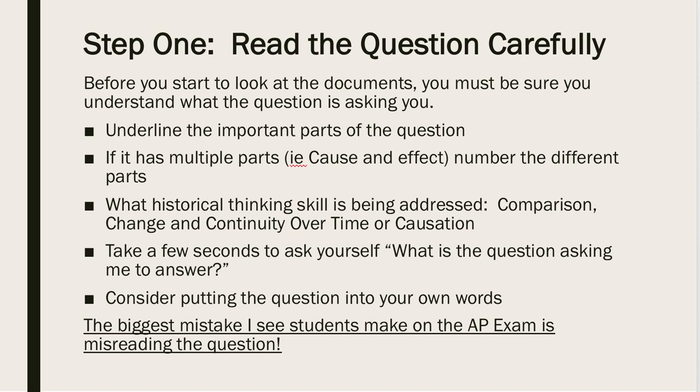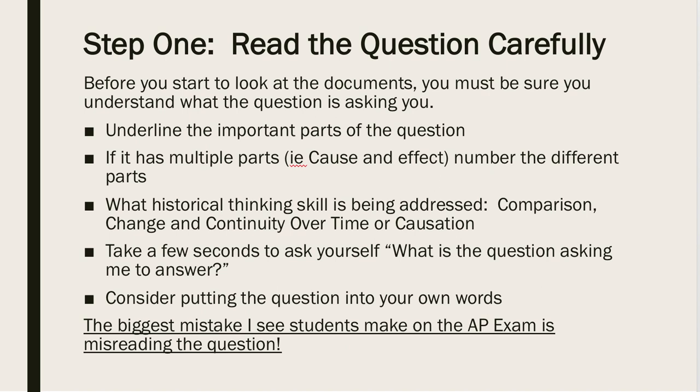So for instance, for AP World, the DBQ that you're writing is about the silver trade. The question specifically says social and economic effects of the silver trade. So as you're going through the documents, you want to be labeling, is this a social effect or is this an economic effect? Whereas for the Euro DBQ, you're talking about women's lives changing as a result of World War I. You're just looking for changes as you're going through the documents.